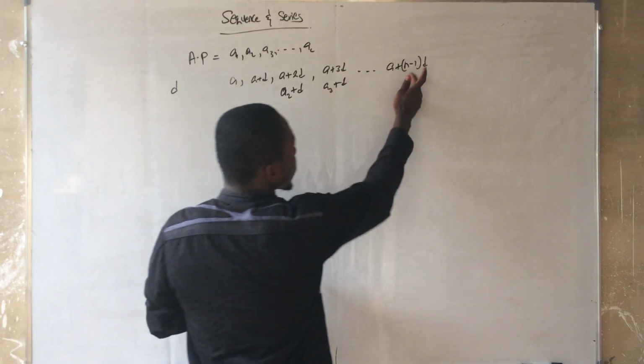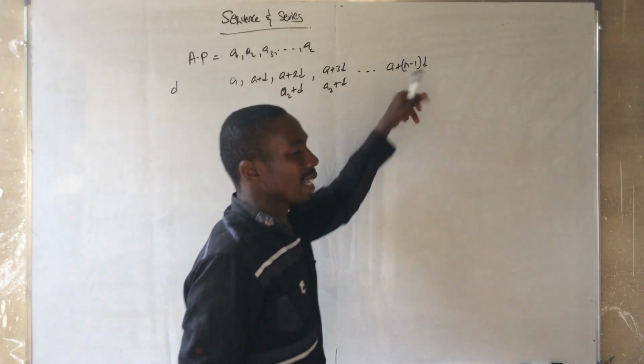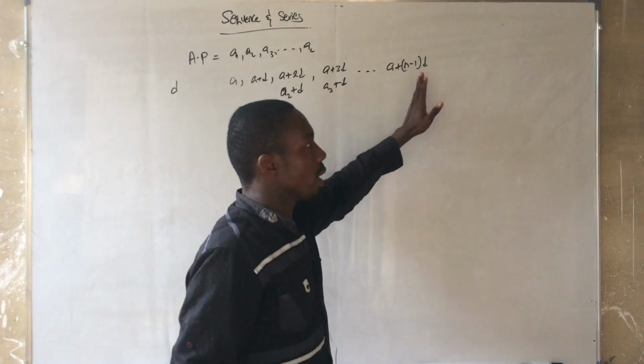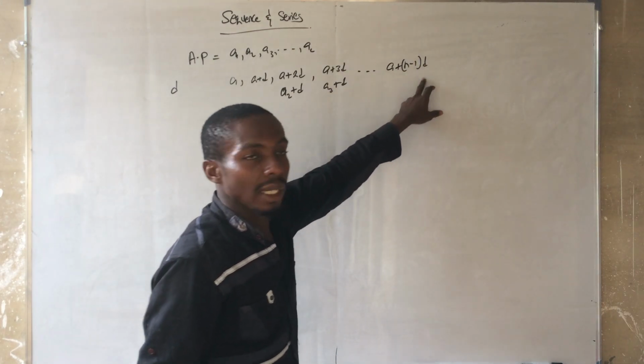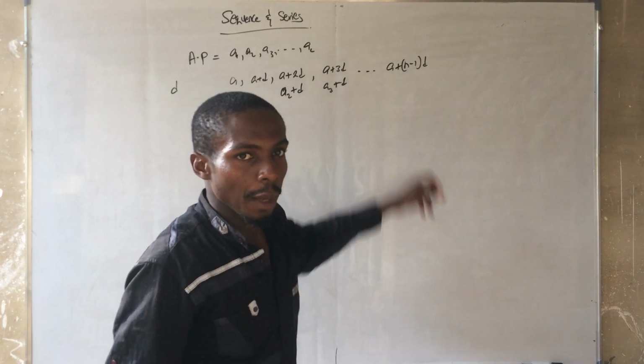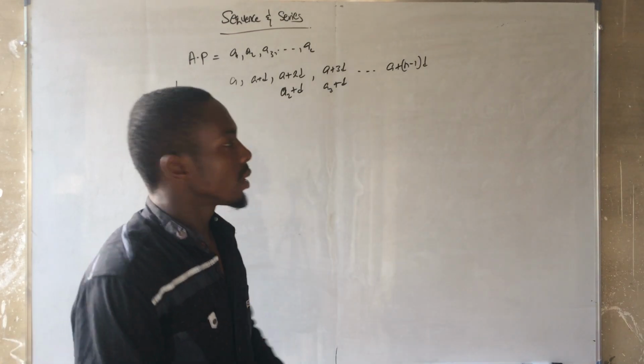So this n minus 1 is the term before the nth term. When you carry out all this operation, multiply by this, then add it to the first term, you are going to get the nth term.